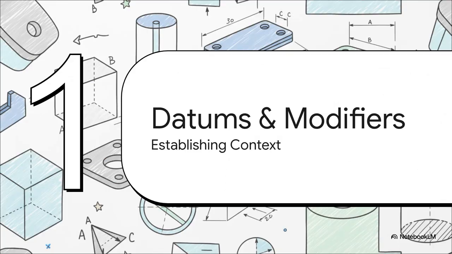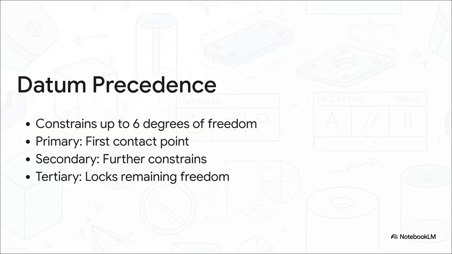Next up, Section 3, Datums and Material Modifiers, Establishing Context. Let's look at the compartments on the right side of the frame. Datums are, well, they're everything. They aren't just imaginary points floating in space. They establish the physical hierarchy of how a part actually sits in a gauge or an assembly.